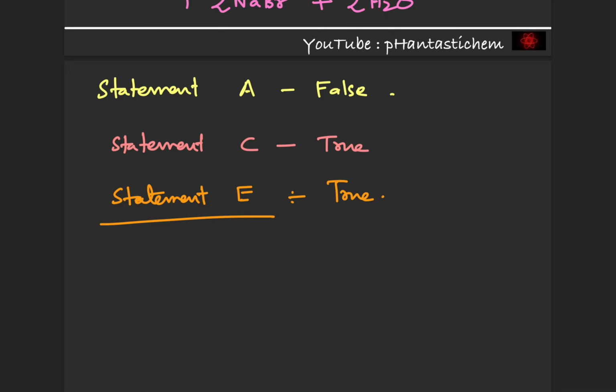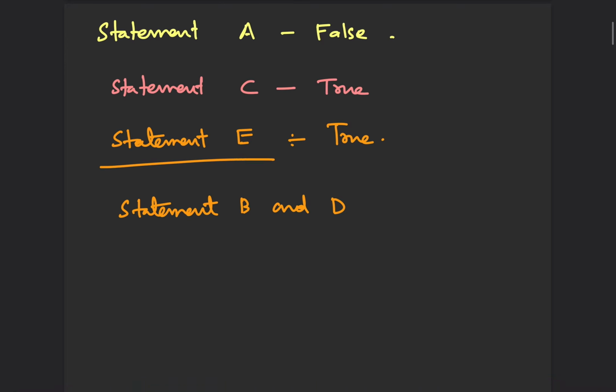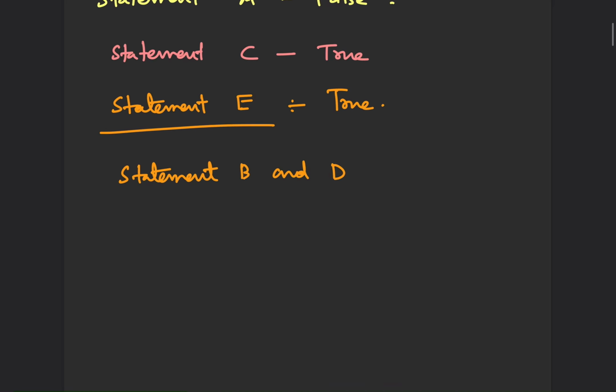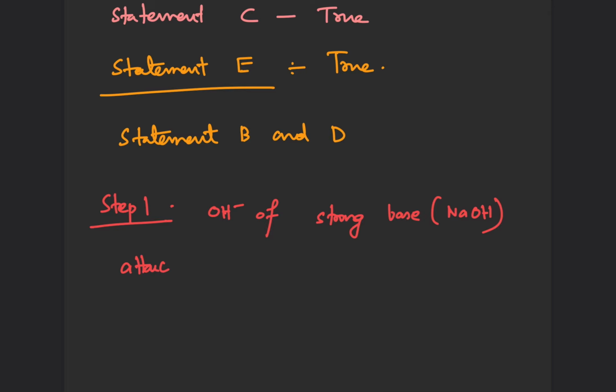Okay, and regarding statements B and D, for them we have to know the mechanism of Hoffmann bromamide degradation reaction. Step one of the mechanism: OH minus of the strong base, that is NaOH, attacks our amide. The amide is deprotonated and water is formed.